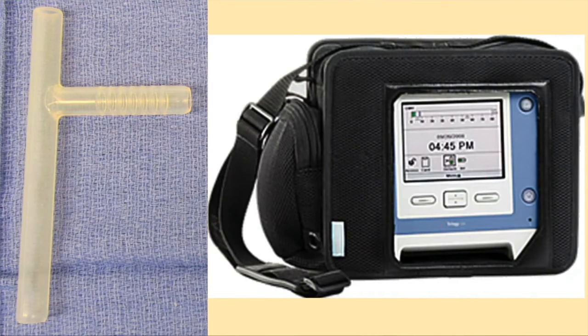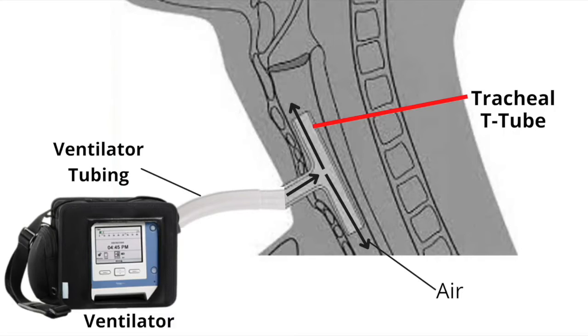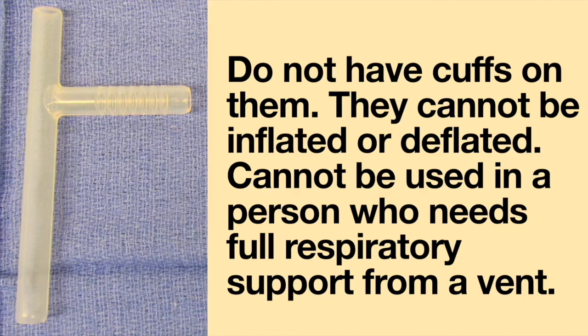Tracheal T-tubes are not intended to be used with a ventilator. Tracheal T-tubes are open at both ends. This means if a person uses a ventilator, some of the air will be directed up the airway and out the nose and mouth. Tracheal T-tubes do not have cuffs on them. They cannot be inflated or deflated. Thus, tracheal T-tubes cannot be used in a person who needs full respiratory support from a ventilator.